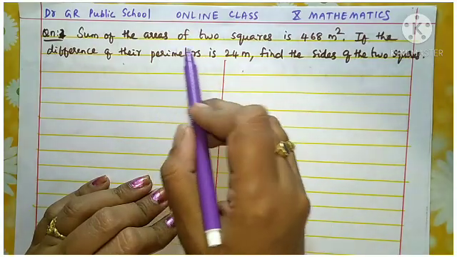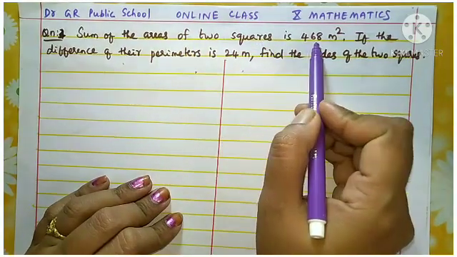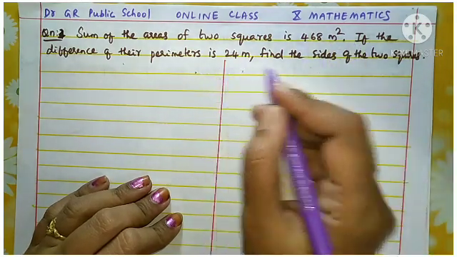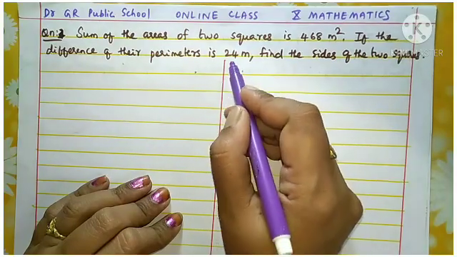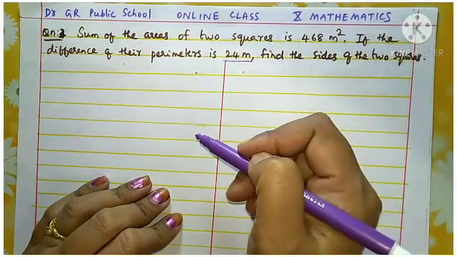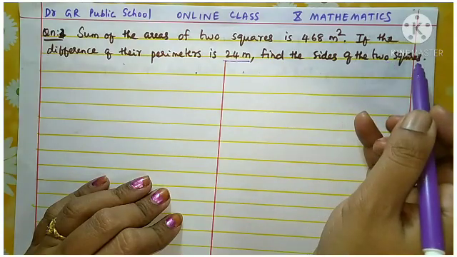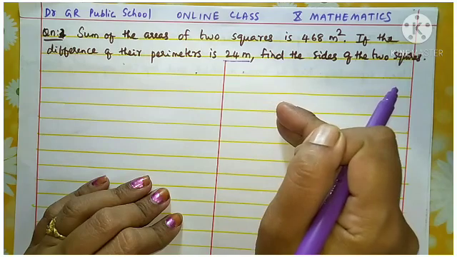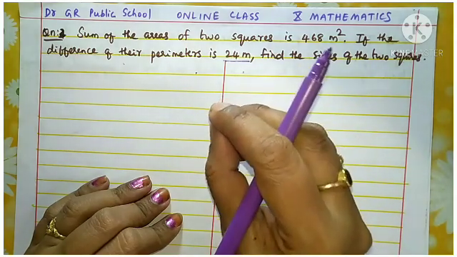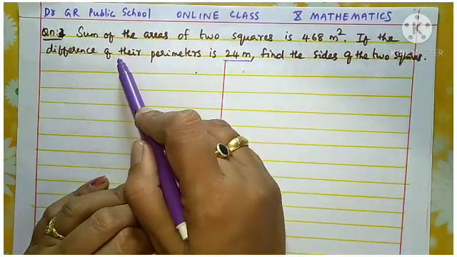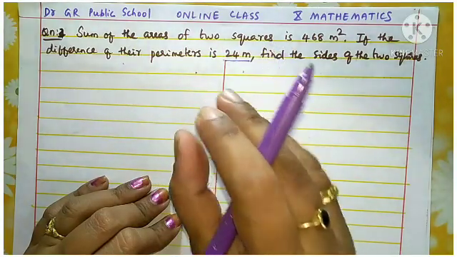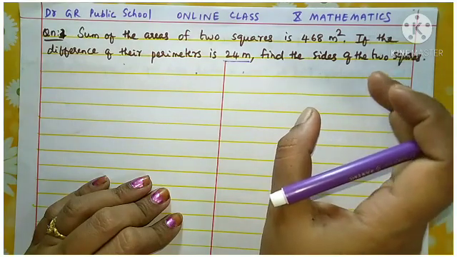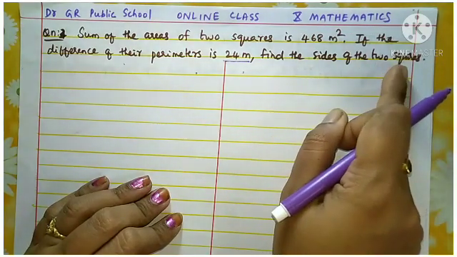So when you consider the sum of the areas, it is 468 meter square. That is your first condition. And when you consider the difference of their perimeters, that is 24 meters. Okay. So find the sides of the two squares. So different squares are there. Two different sides are there. And you should keep in your mind, because the difference is told here, one is a bigger square and one is a smaller square. Okay, so find the sides of the two squares is told.